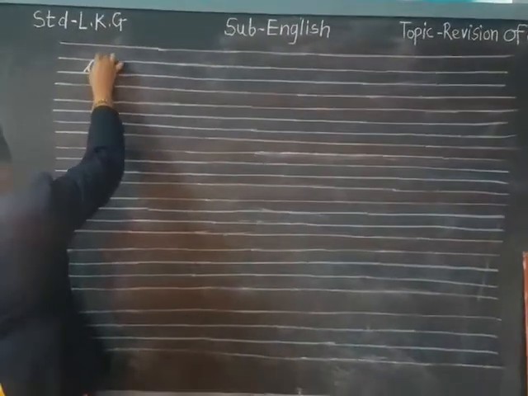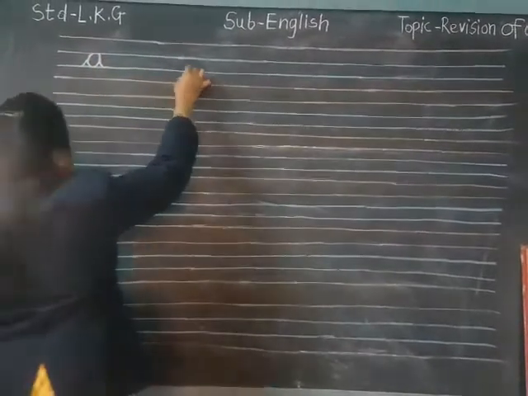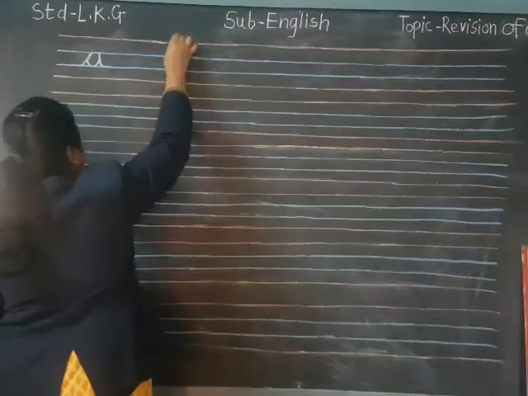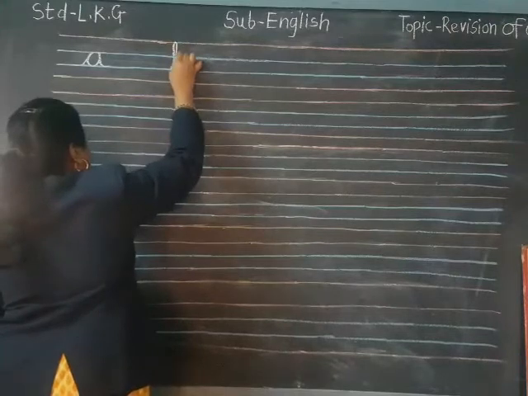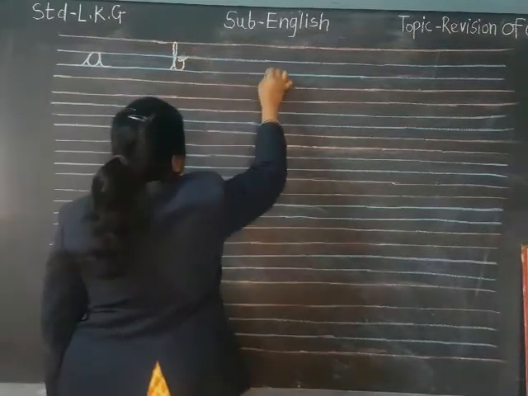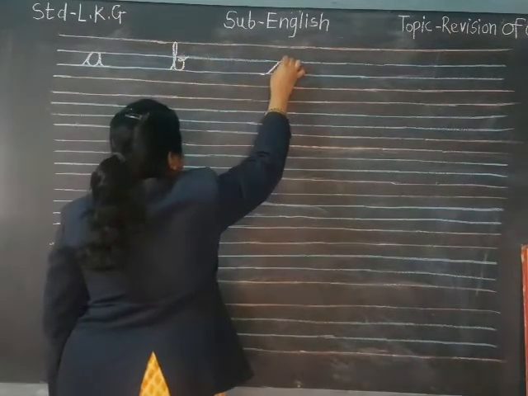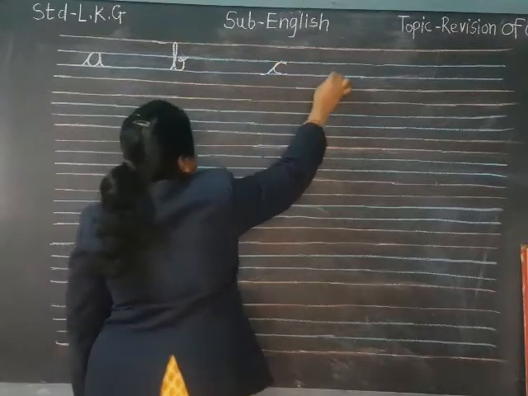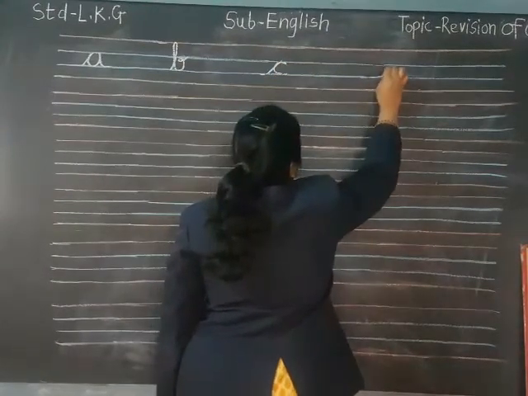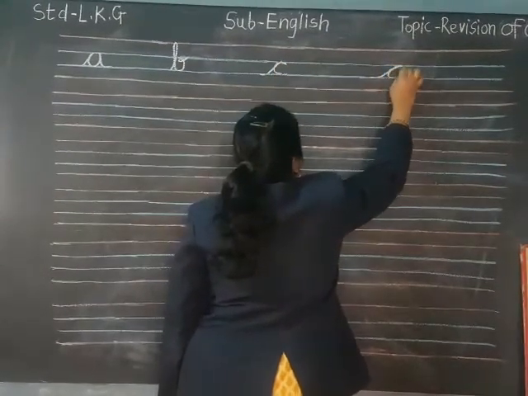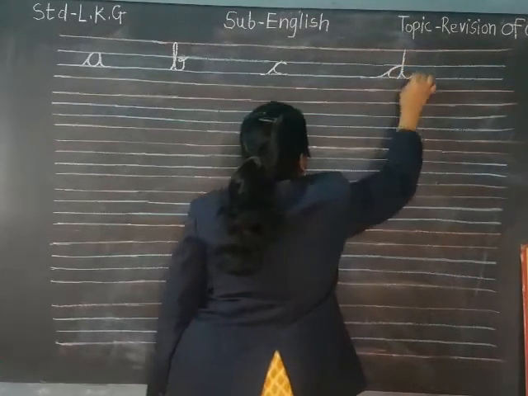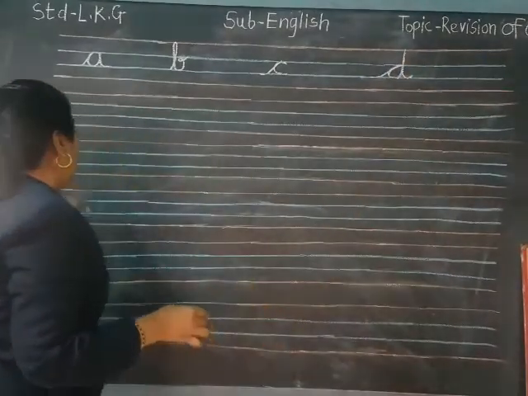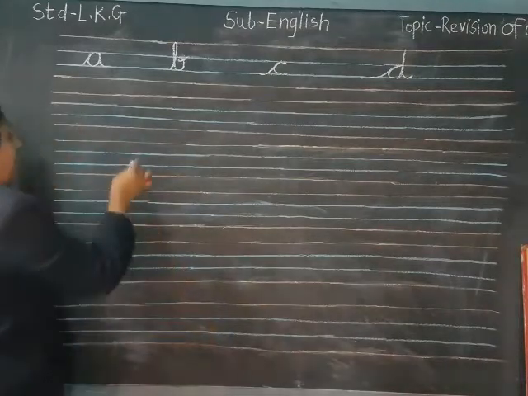Cursive small A. Cursive small B. Cursive small C. Cursive small D. Students, you also have to say and write while writing.